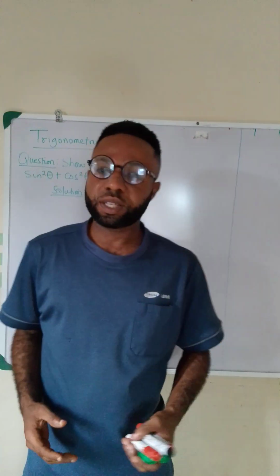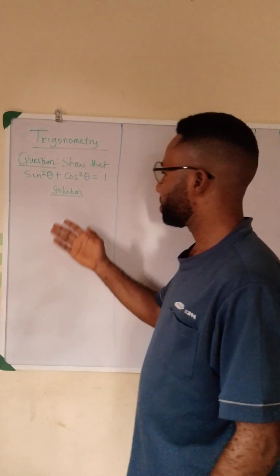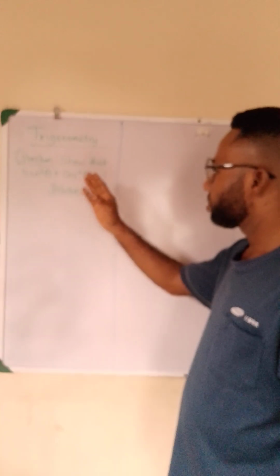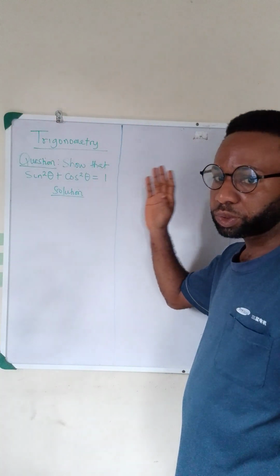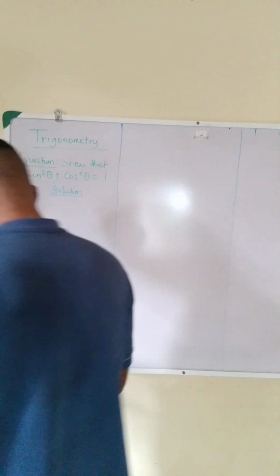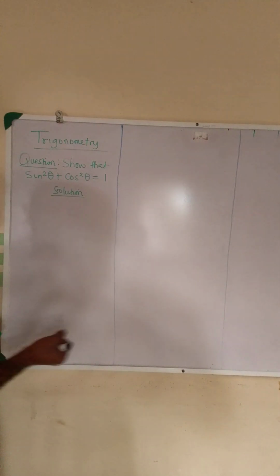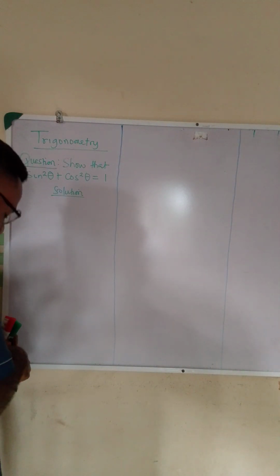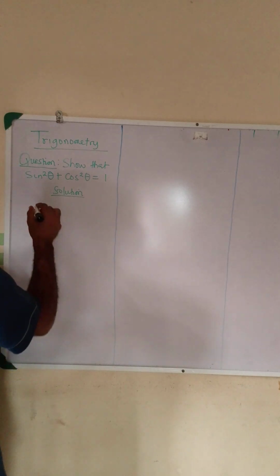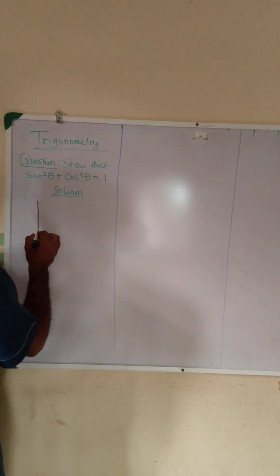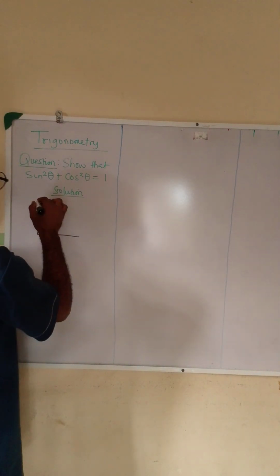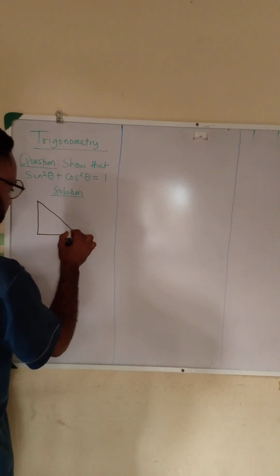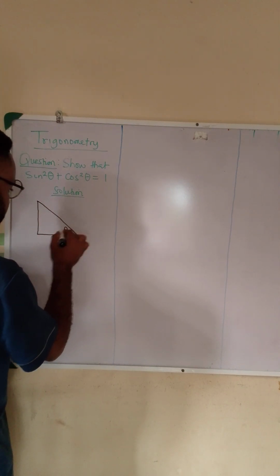Hello viewers, still on trigonometry, we want to show that sine square theta plus cos square theta equal to 1. So we go to the solution. Before we solve, we have to draw a right angle triangle. So we have this. This will be our theta.